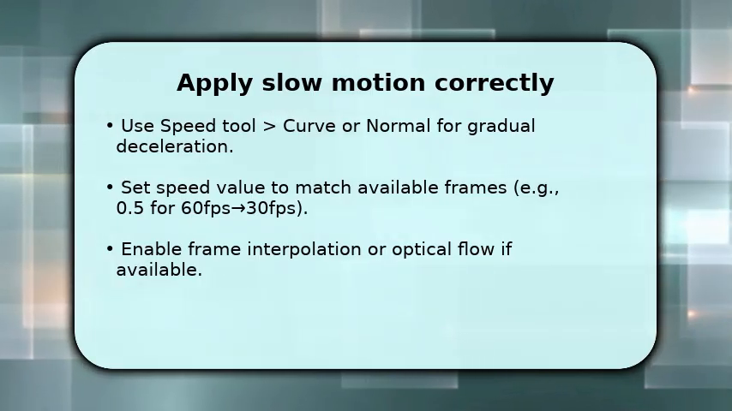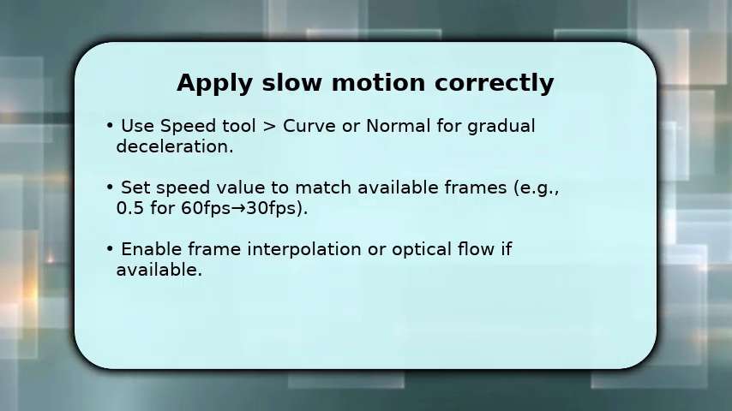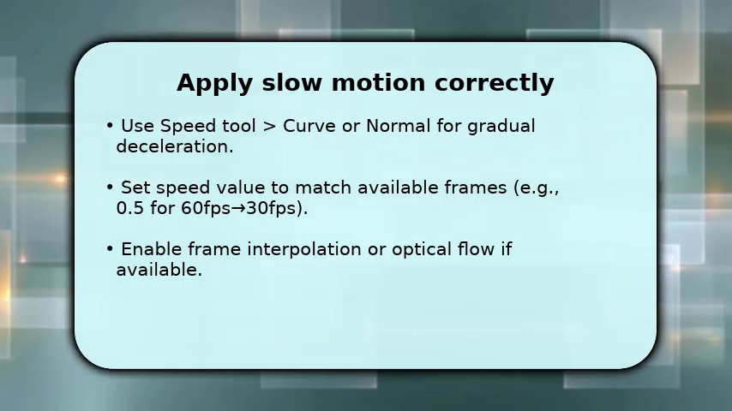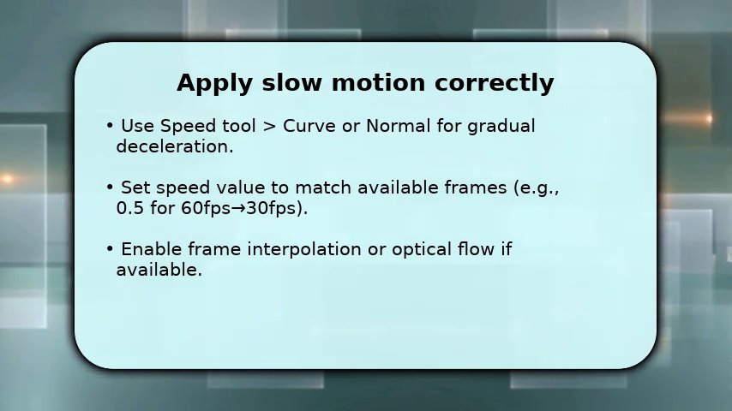If CapCut offers frame interpolation or optical flow, enable it so the app generates intermediate frames. This fills gaps and produces fluid motion instead of choppy results.